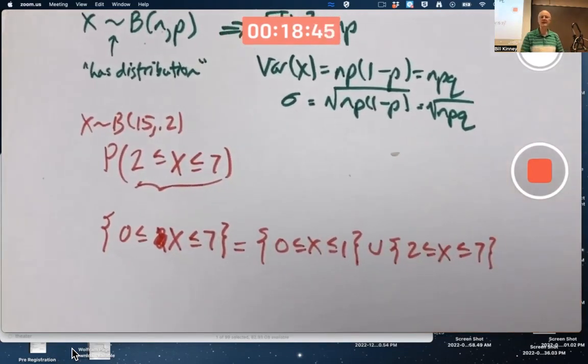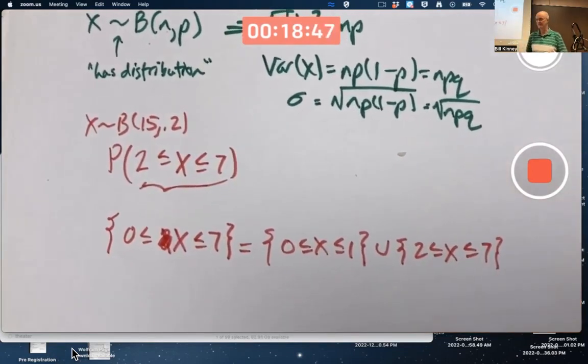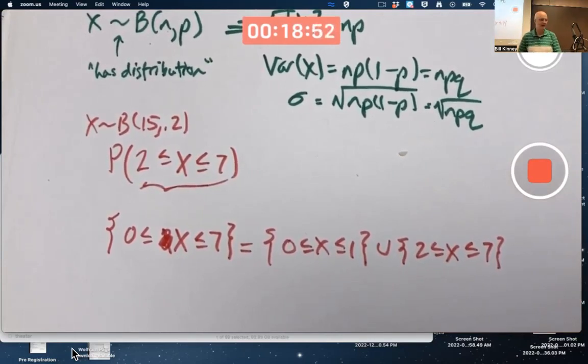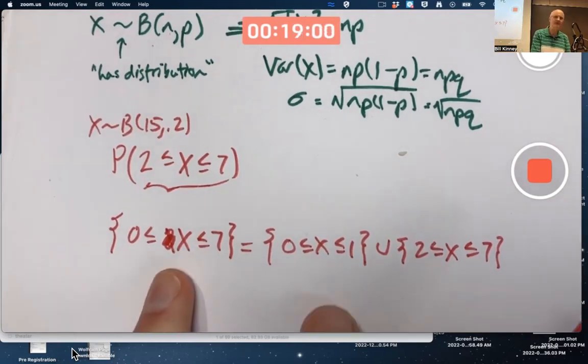Now, the notation I'm using here is not good, but it's convenient. I'm using curly braces as if these are sets, and in a sense they are in my mind, but this is not a typical way of describing sets.